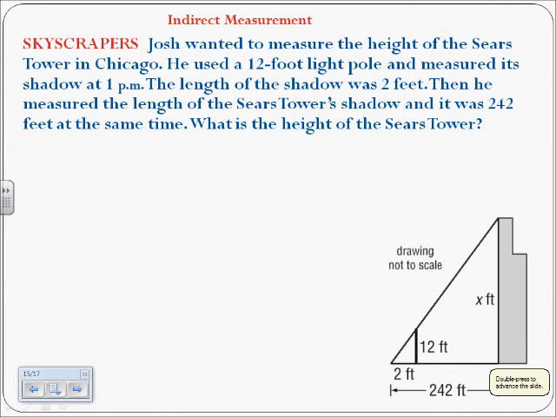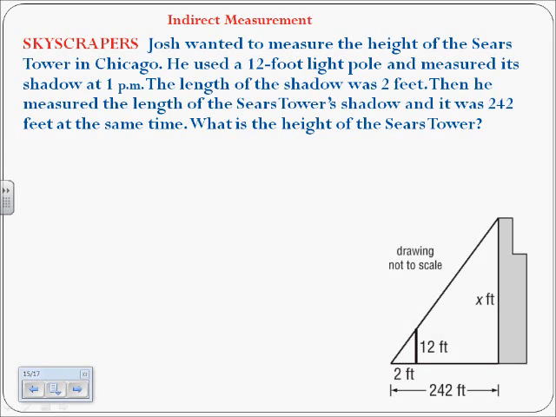Alright, next example, indirect measurement. This is a story problem, skyscrapers. Josh wanted to measure the height of the Sears Tower in Chicago. He used a 12-foot light pole and measured its shadow at 1 p.m. The length of the shadow was 2 feet. Then he measured the length of the Sears Tower shadow, and it was 242 feet at the same time. What is the height of the Sears Tower?